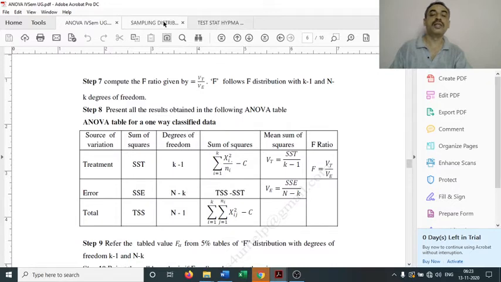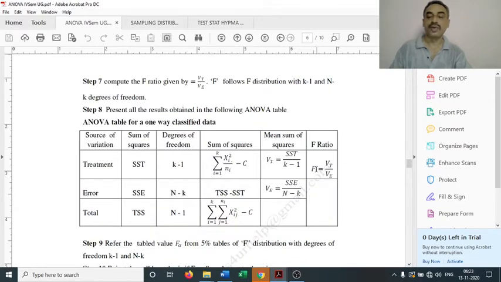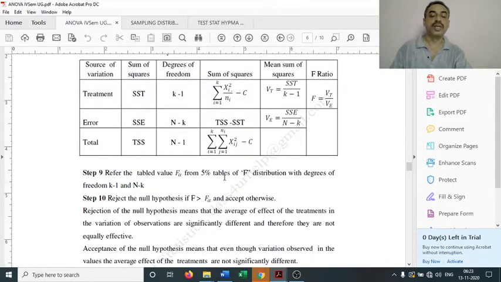So the result here we found: chi-square 1 by n1 divided by chi-square 2 by n2 follows F distribution with n1 and n2 degrees of freedom. Here we have this F, that is the ratio of Vt and Ve, which has F distribution with k minus 1 and n minus k degrees of freedom.